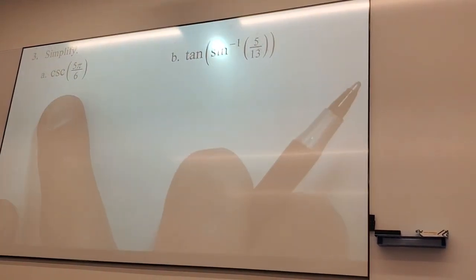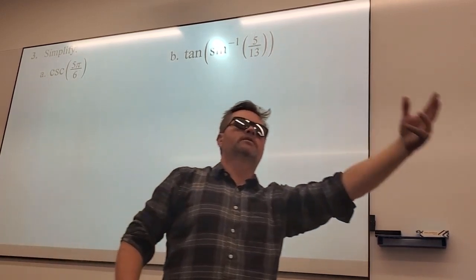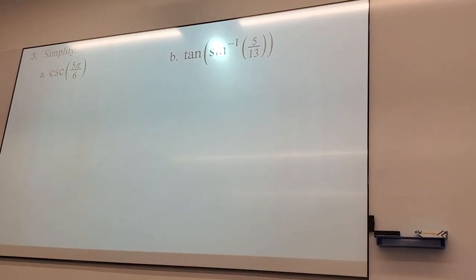Real quick, what is the cosecant of 5 pi over 6? It's of course related to the sine. 5 pi over 6 is in what quadrant? Second quadrant, so sine's going to be positive, because sine likes y, cosine likes x.